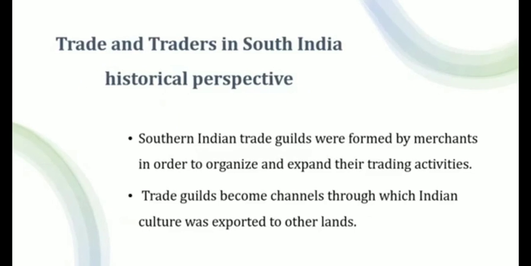Very clear. Next, trade and traders in South India: a historical perspective. South Indian traders formed one group of merchants. For what purpose? In order to organize and start their trade, and to expand their trading activities.